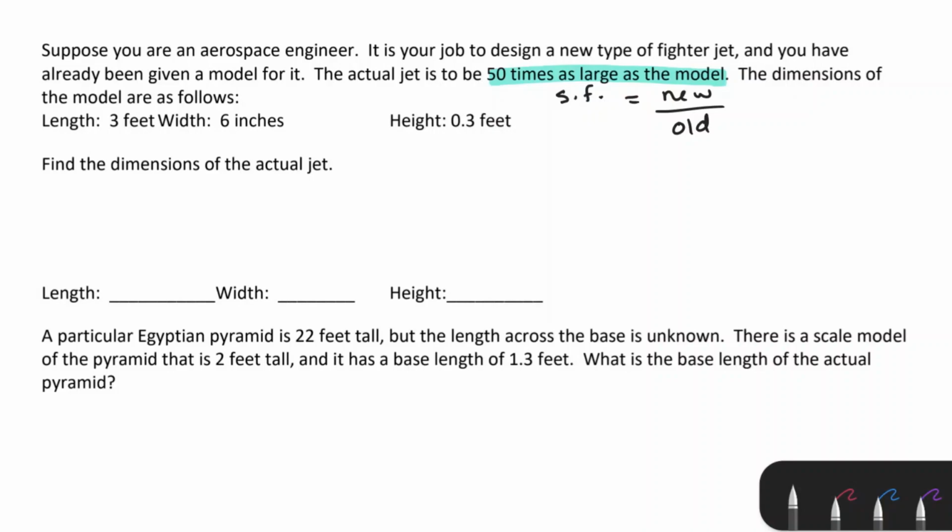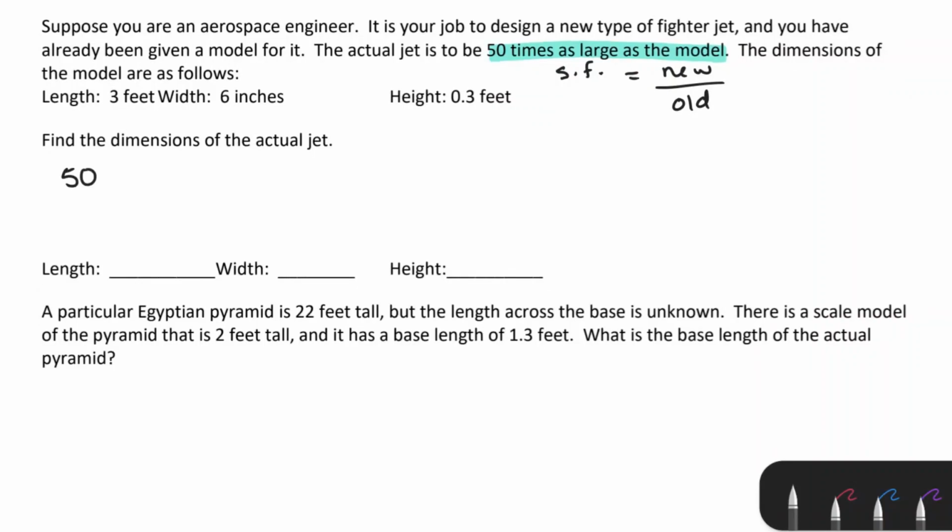So let's work with this. My length is 3 feet. So my scale factor, right, is new over old. I know my scale factor is 50. My new length, I don't know my new length. How long is the actual plane? That's what I'm trying to find. Originally, I was 3 feet. I'm going to multiply 50 times 3. My length is 150 feet.